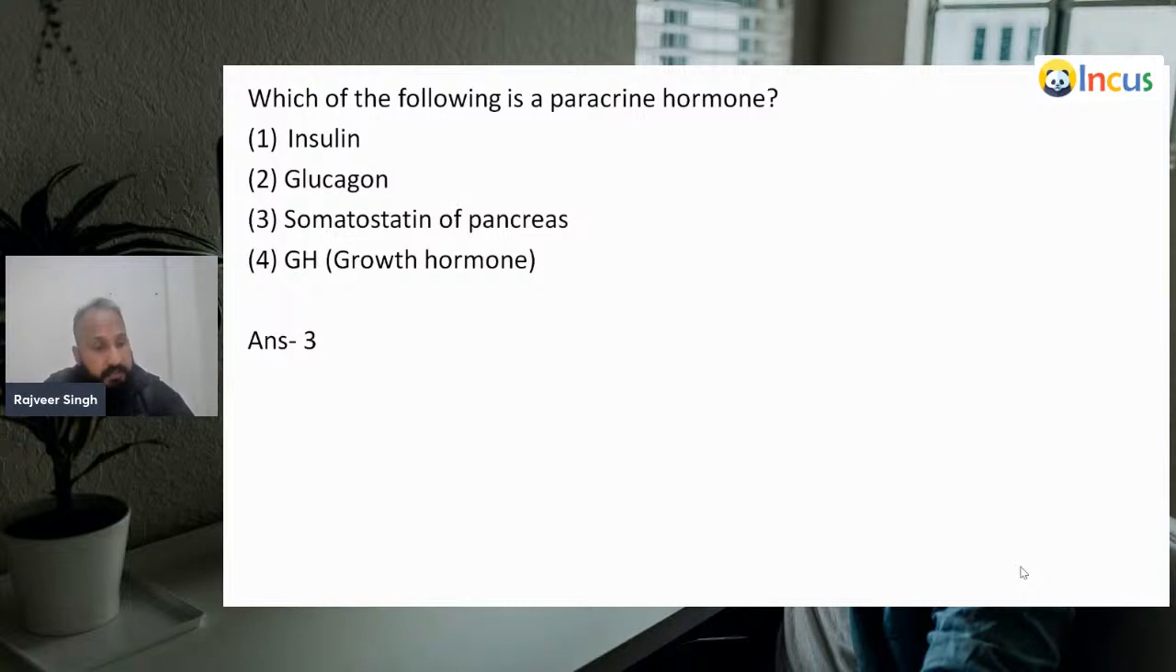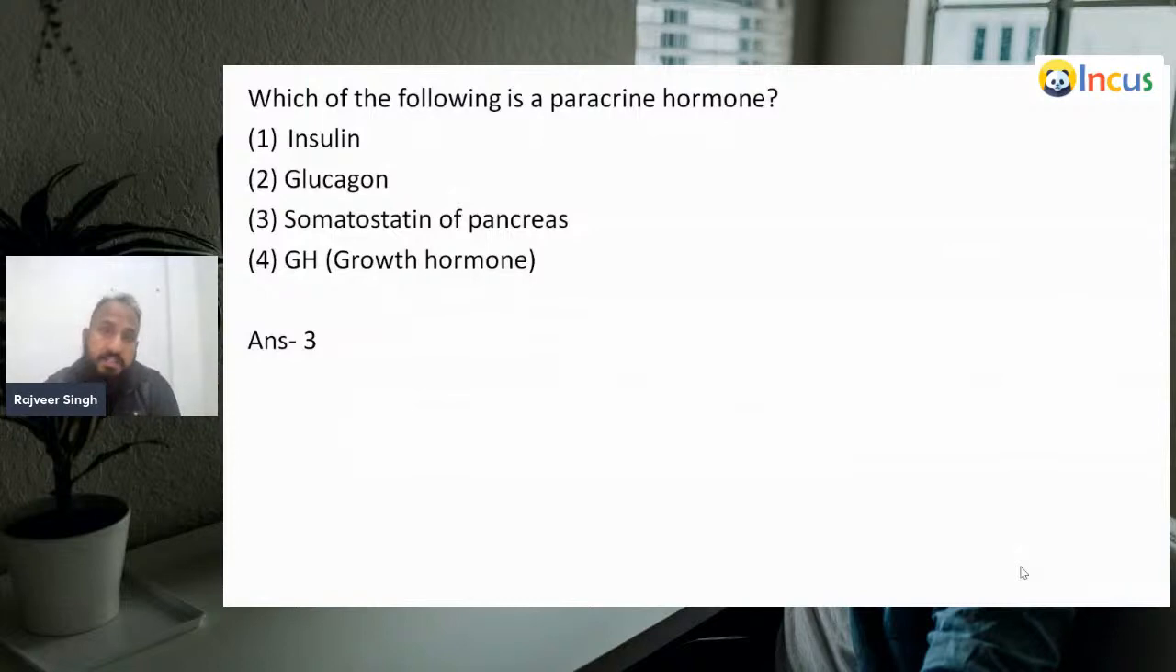Next one is a very important question. This question is asking which of the following is a paracrine hormone? Insulin, glucagon, somatostatin of pancreas, growth hormone. This is a very important and good conceptual question. By the way, I know the maximum number of you know the answer to this question. The answer will be the third, somatostatin of pancreas.